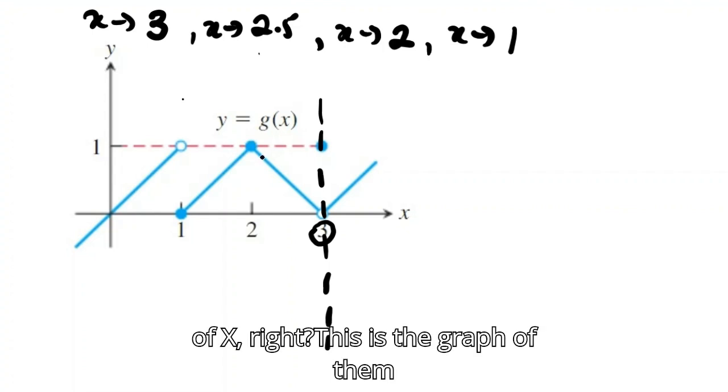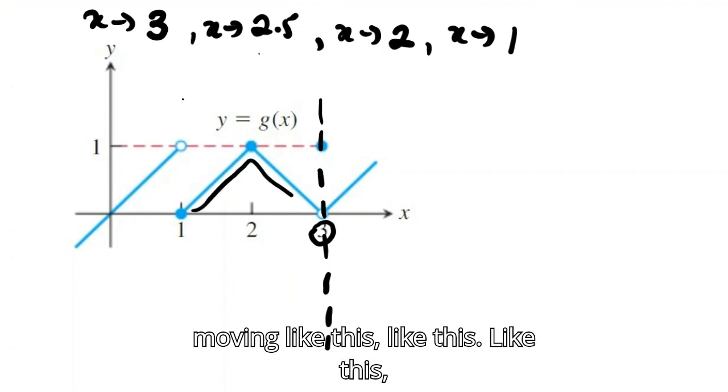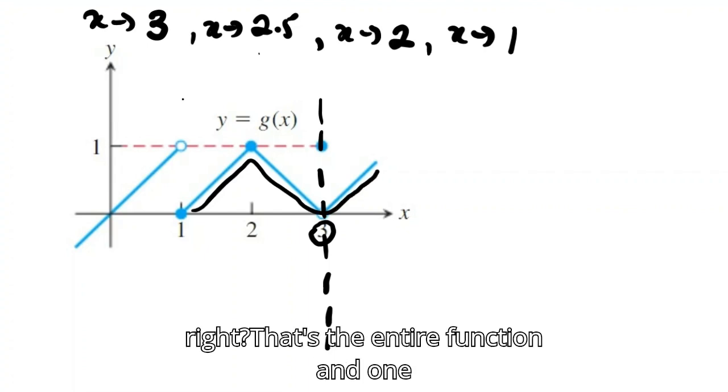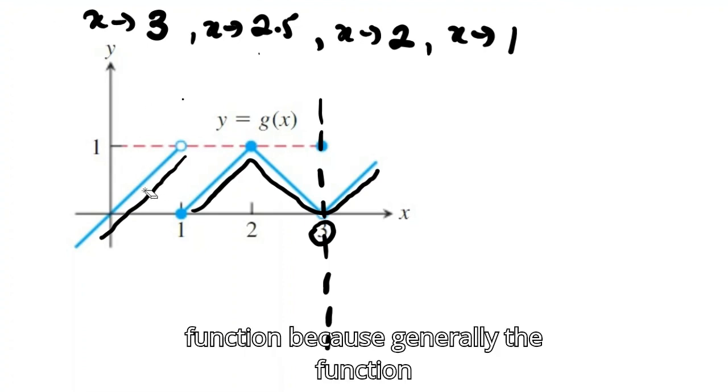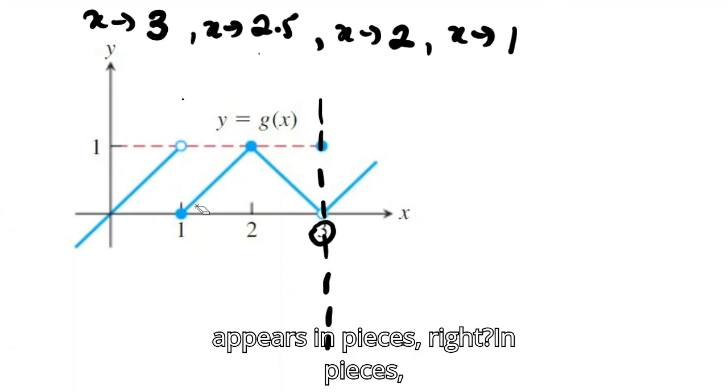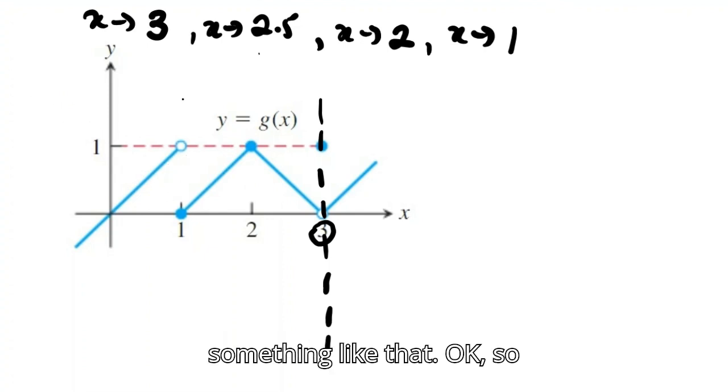The function is g of x, right? This is the graph of them moving like this, like this, like this, right? That's the entire function. And it has a jump, so it's a piecewise function. It's a piecewise function because generally the function appears in pieces, right? In pieces, something like that.